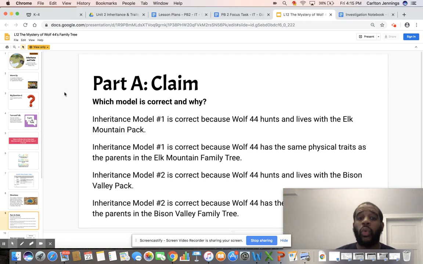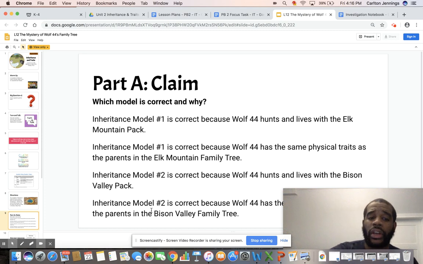Part A, claim. Which model is correct and why? This will be in our exit ticket. These are different answers that you can choose from: A, B, C, and D. A: Inheritance model 1 is correct because Wolf 44 hunts and lives with the Elk Mountain Pack. B: Inheritance model 1 is correct because Wolf 44 has the same physical traits as the parents of the Elk Mountain family tree. Inheritance model 2 is correct because Wolf 44 hunts and lives with the Bison Valley Pack.